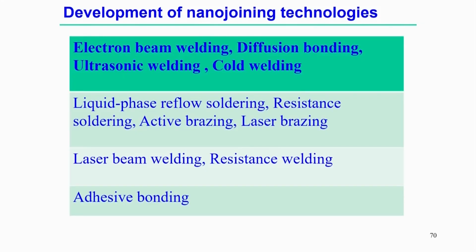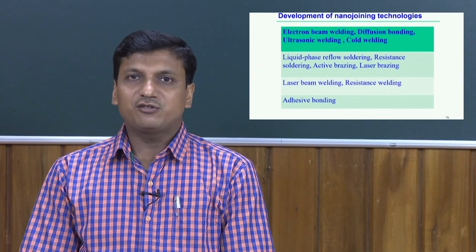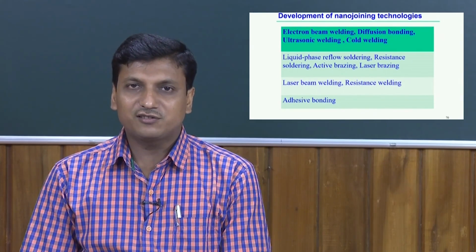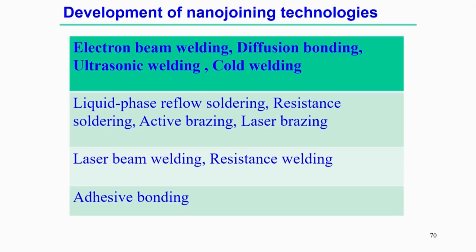Now, apart from the advances in the different micro joining or micro welding technologies, there is also some advancement, or research work still going on, in the development of different nano joining technologies. In most cases these are confined to research and development, but not commercially applied. We will look into a few nano joining technologies. Let us see the different types of nano joining technologies.